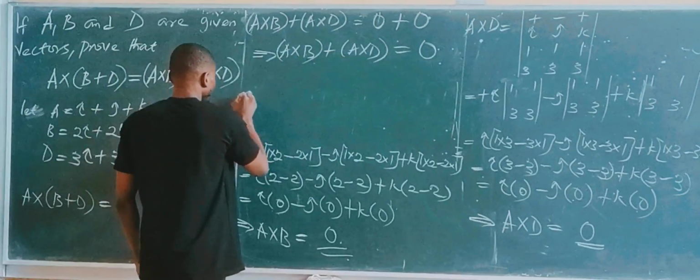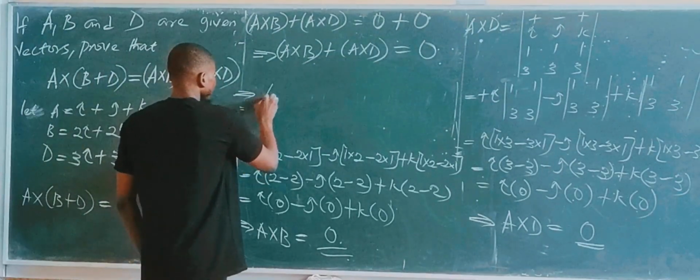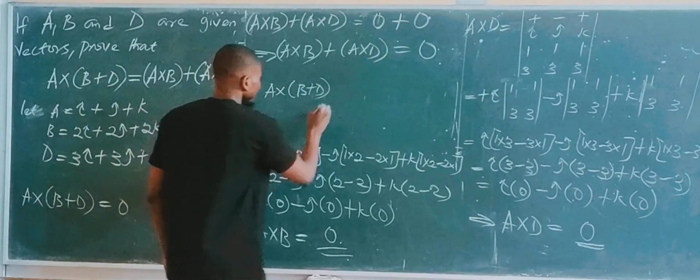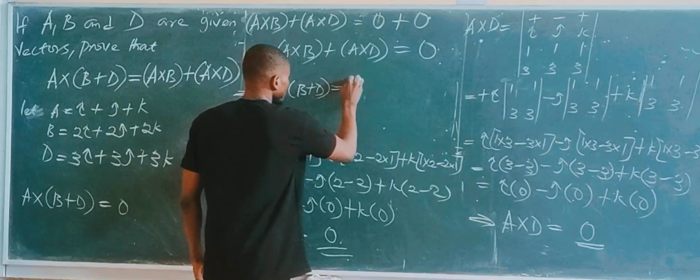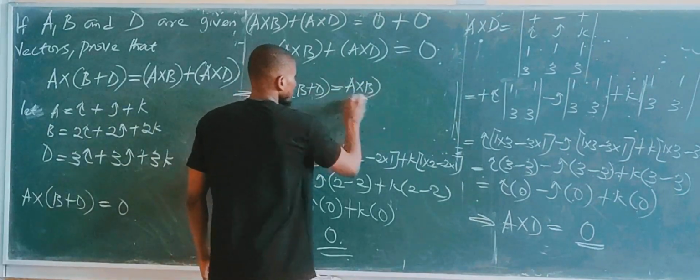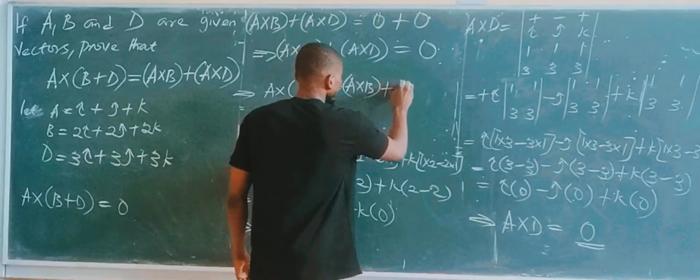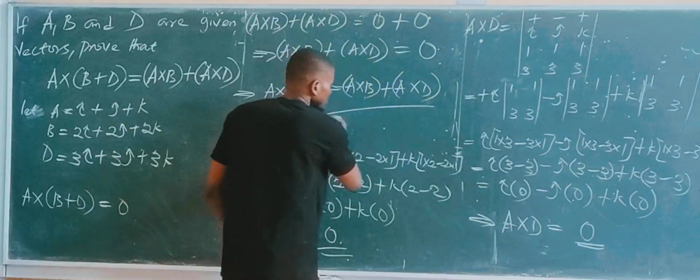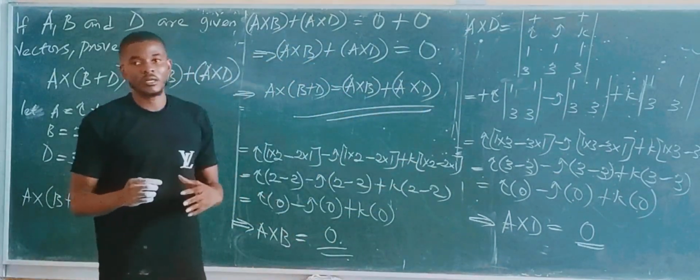Hence, therefore, A cross B plus D is equal to A cross B plus A cross D. So we simply say the law exists.